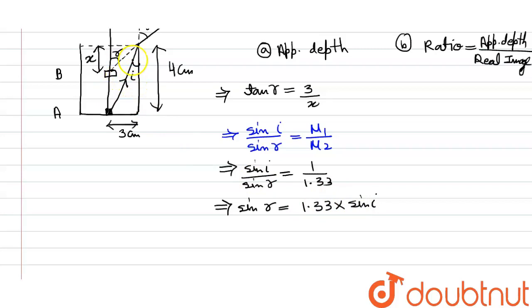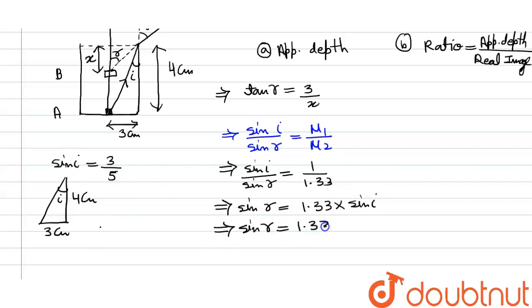What is the value of sin i? We can find it using this triangle. So sin i will be, so this is our triangle, and this length is 4 centimeter, this length is 3 centimeter, this angle is i as shown in this figure. We can find sin i as 3 divided by 5. So we can put this value 3 by 5 in this equation and we can find sin r. Sin r will be equal to 1.33 into 3 divided by 5.